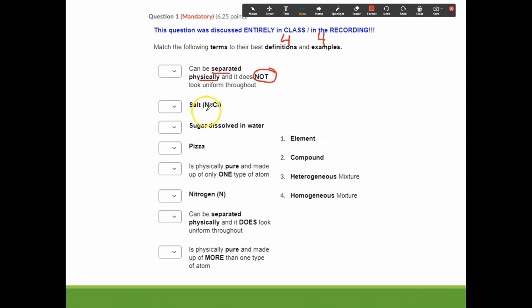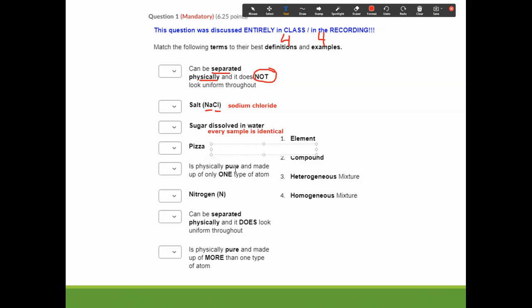Salt, you can see, has Na, which is sodium, and Cl, chlorine. Remember, the chemical name for salt is sodium chloride. So that should help you figure out whether or not that's an example of an element, compound, heterogeneous, or homogeneous mixture. Sugar being dissolved in water, again, gets completely dissolved, and so every sample is identical or uniform, so that should help you figure out what that is.